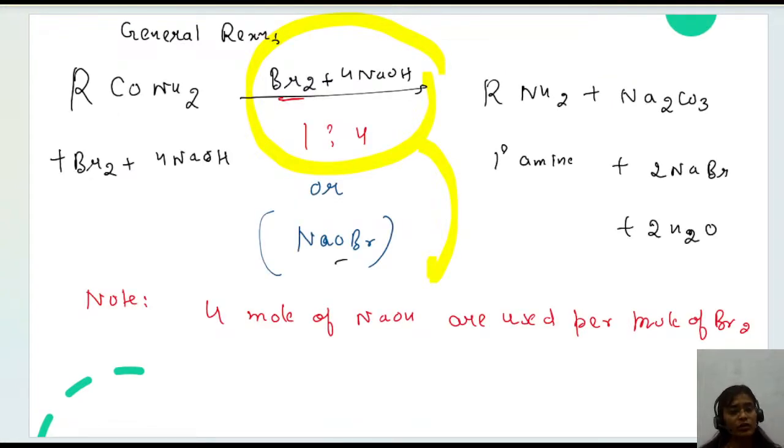The mechanism and the other remaining three reactions we are going to discuss in the next class. Otherwise, if I start now, it will be difficult to catch up on all three reactions in the next class, so it is better to discuss them then. That's all for the class, all from my side. Any doubt or any problem, you can ask now.